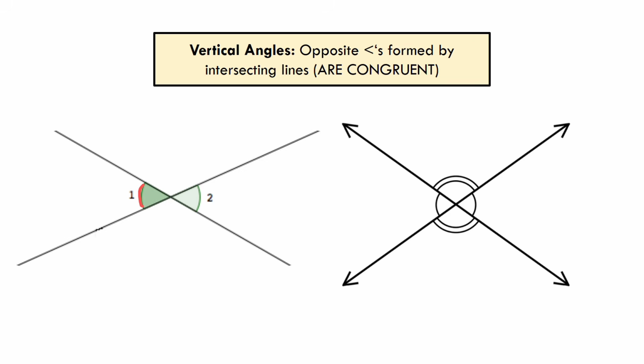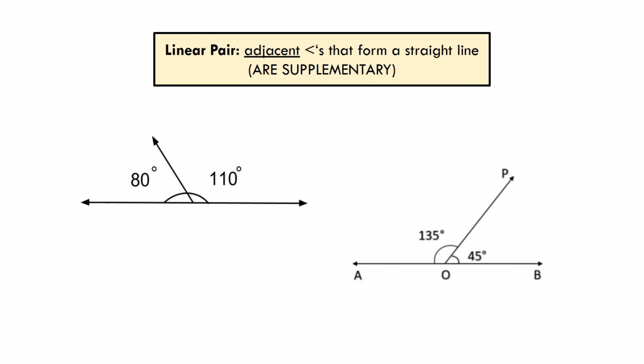So angle 1 would be congruent to angle 2. These 2 angles would be congruent, and then these 2 angles would be congruent. A linear pair are just adjacent angles that form a straight line, and they are supplementary to each other.